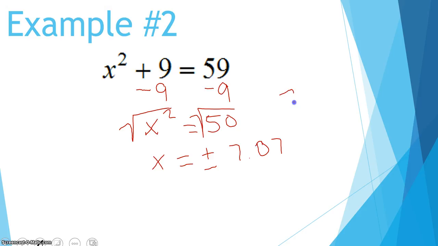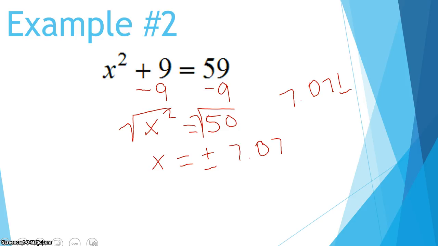So on my calculator it said 7.071. 1 does not make the 7 round up. Anything 4 or below keeps it the same. 5 or above moves the number up. So we're going to leave this one alone, and we get plus or minus 7.07.